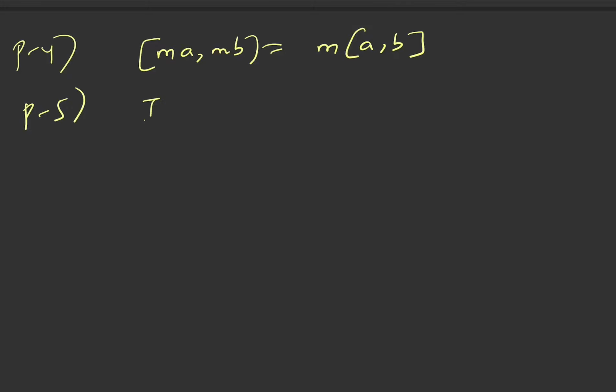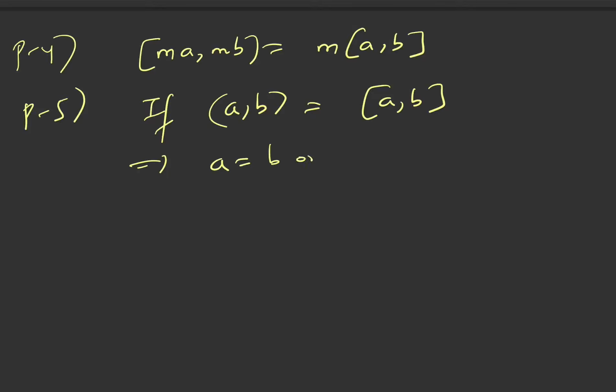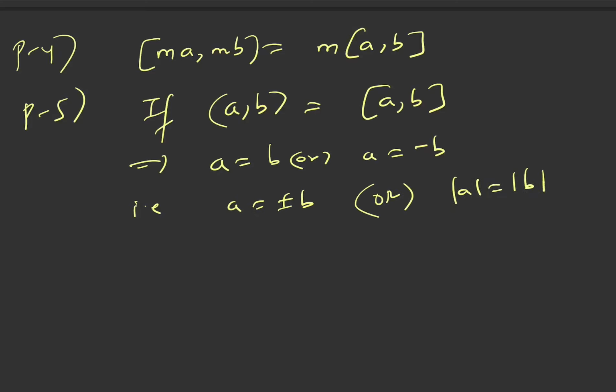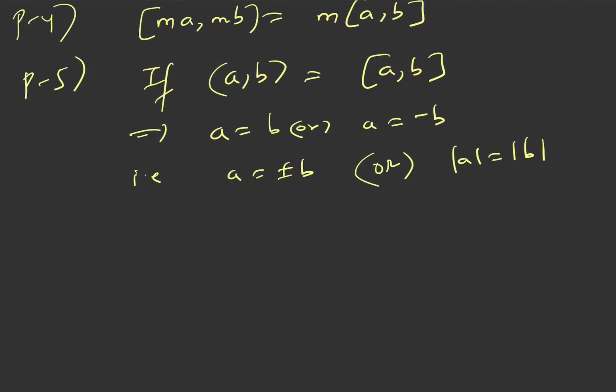Next is that, if GCD of A and B is equal to LCM of A and B, this simply means that A should be equal to either B or A equal to minus B, that is A should be equal to plus minus B, or you can say that mod A equal to mod B, right? Then only GCD and LCM both can be equal, because GCD is the common divisor and LCM is the common multiple. So if these two are equal, both the numbers should be equal, right?